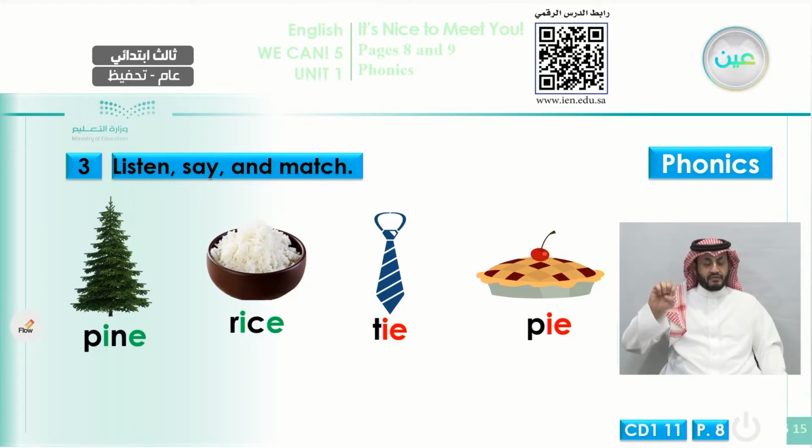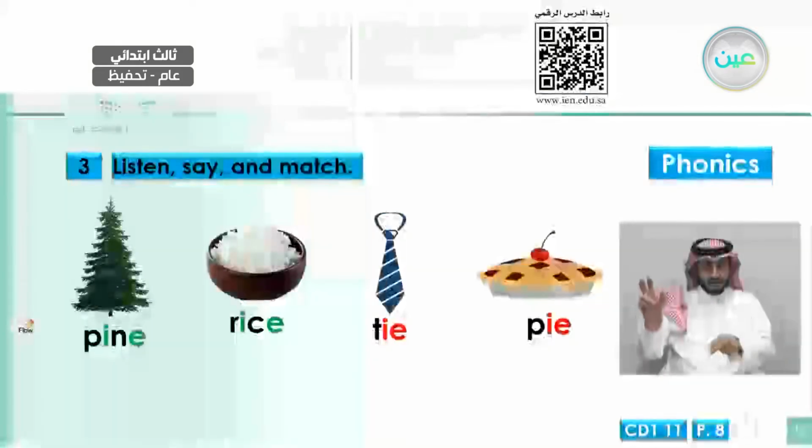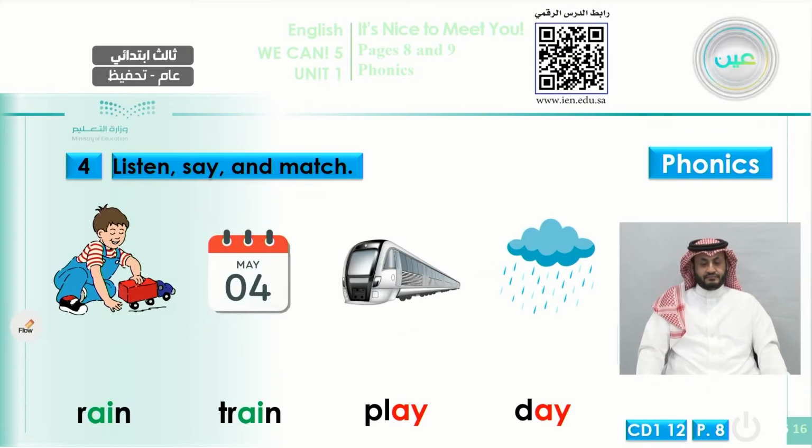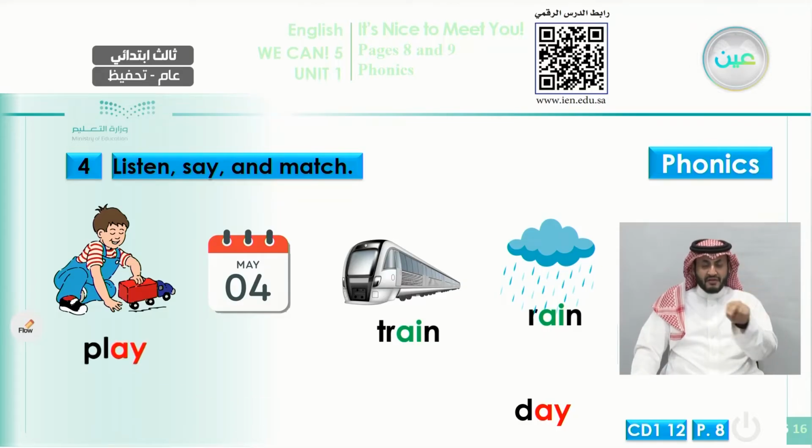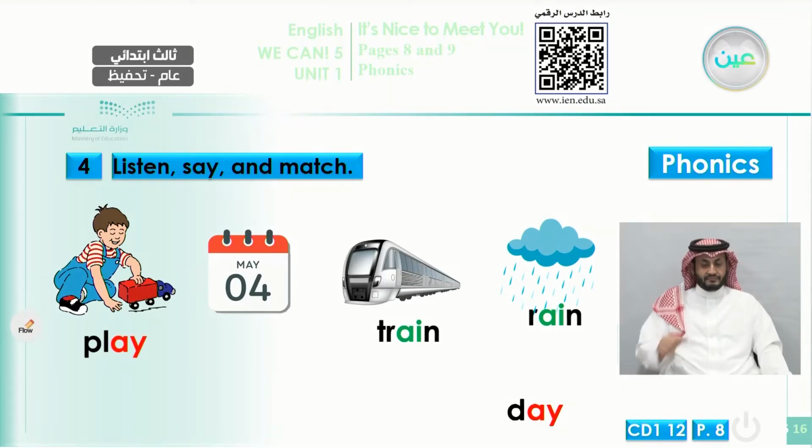Now match words and pictures. Okay, now we also move to the rest of this exercise. Number 4, listen, say, and match. Also, we need to match the words with the pictures. Let's go to the first one here. Which one is a train? Here is the train. Which one is the rain? This is rain. Which one is indicating that the boy is playing? This one, so play. And here we can use day.